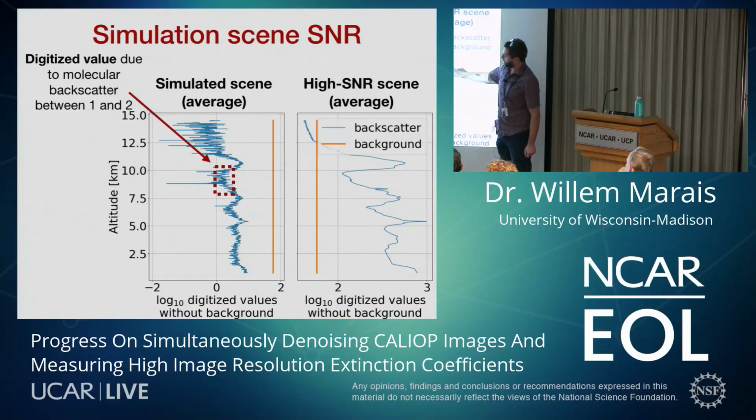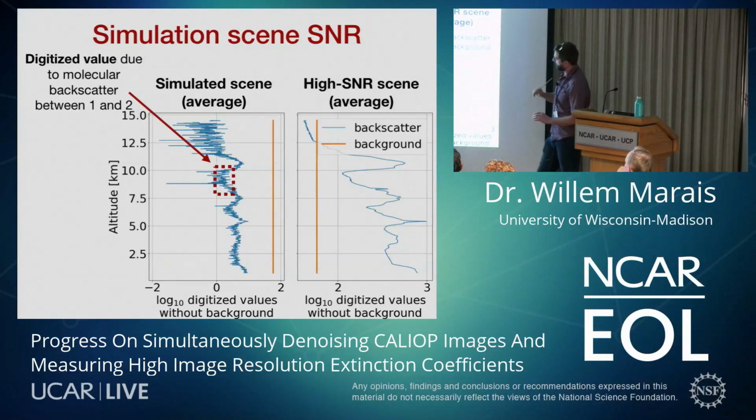So at about 8 kilometers altitude, the backscatter is such that the photon counts you will get due to molecular scattering will be between 1 and 2 per second. And in this graph, I show you the high SNR data set from which the low SNR data set was created.